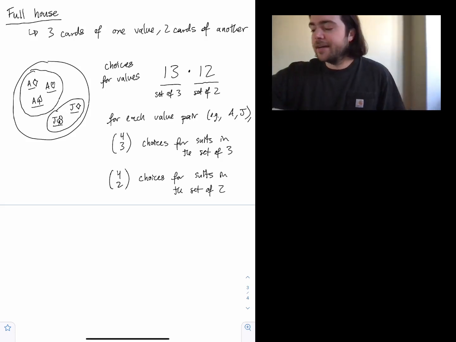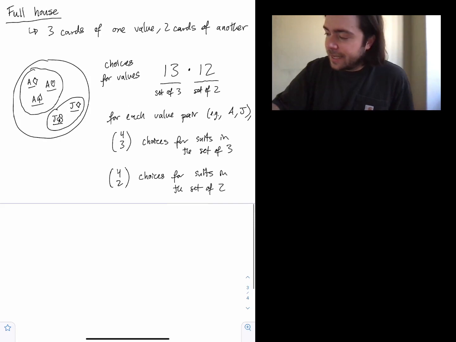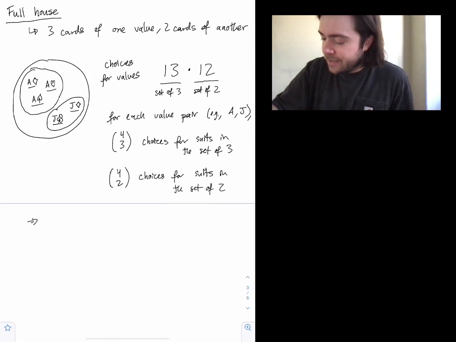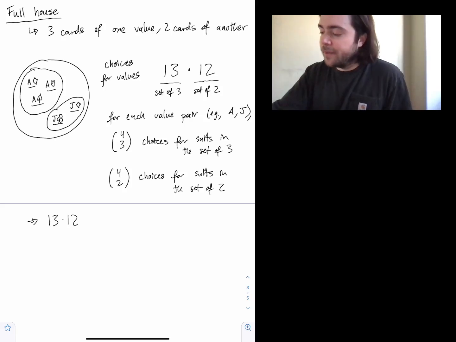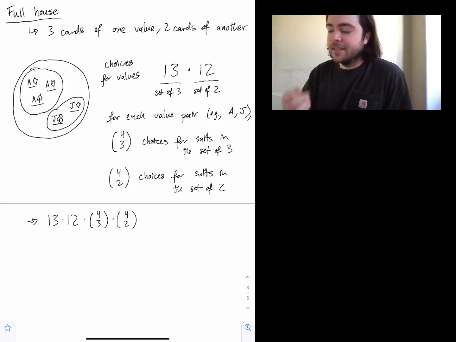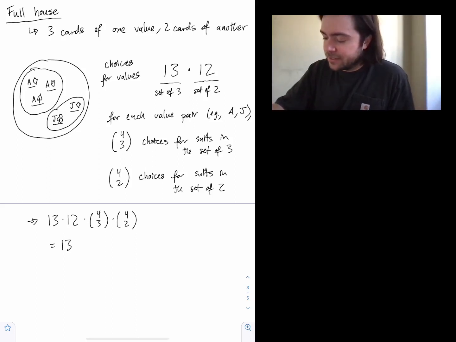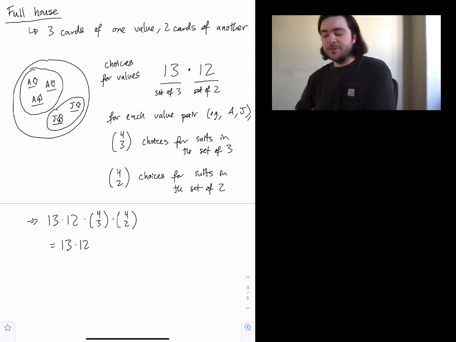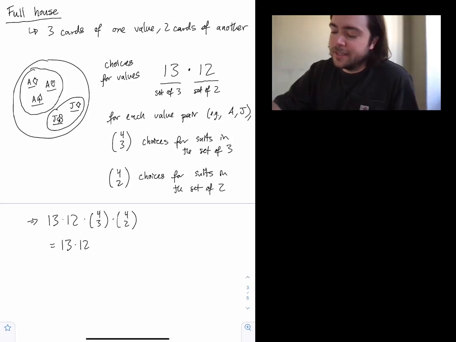Okay, so what's my final answer here? Well, I have all of my value choices, that was 13 times 12, and then for each value pair, I have an additional 4 choose 3 choices for the suits for the set of 3, and on top of that, an additional 4 choose 2 choices for the suits of the set of 2. So what does this equal? Well, this is just 13 times 12 times 4 choose 3. Okay, that's just the same as 4 choose 1.